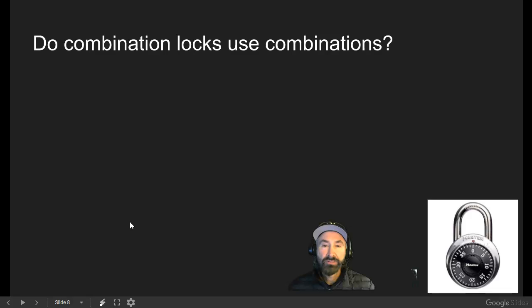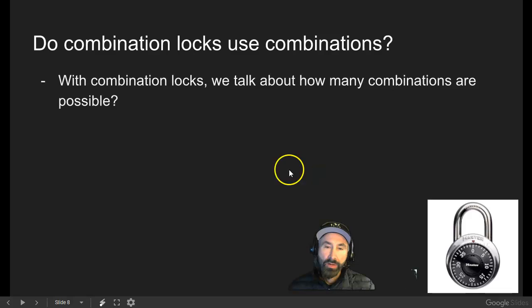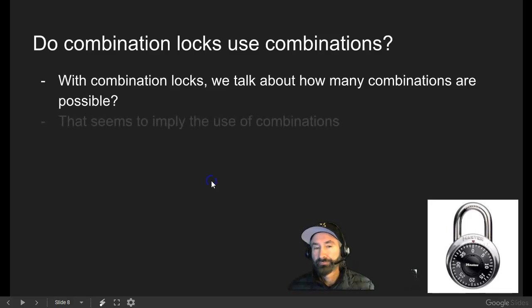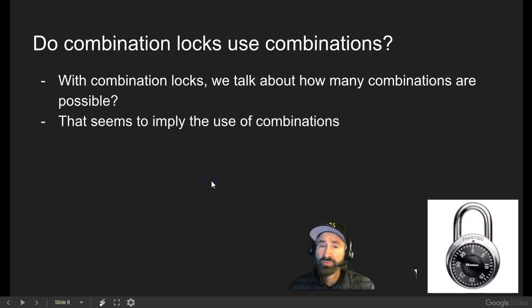So on this padlock, what do combinations look like? With combination locks, we tend to talk about how many combinations are possible. That seems to imply the use of combinations if we had to do the math. Now, if you look at the dial on this padlock, what we see is that there are 39 numbers. We go from 0 all the way to 35 and then 4 more, so 39 numbers. And most padlocks have a 3-number combination.